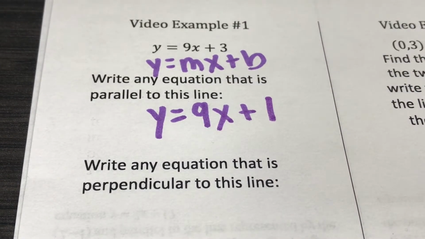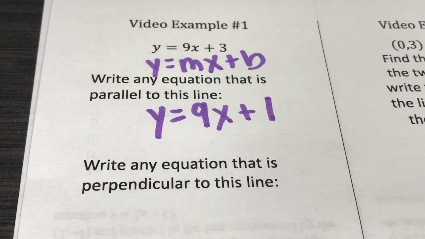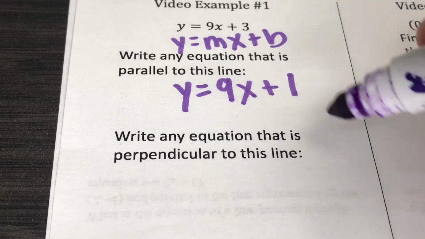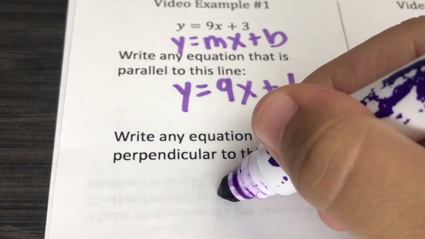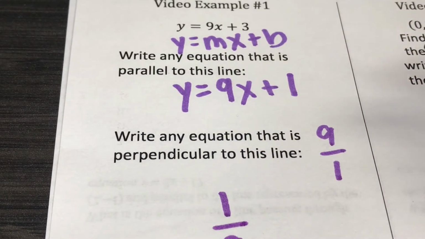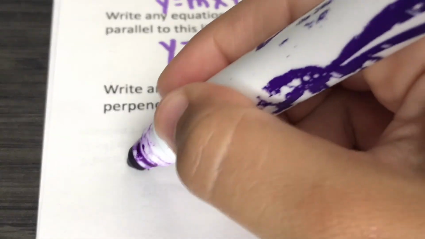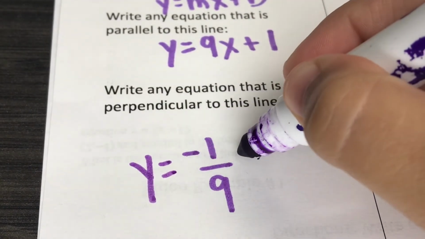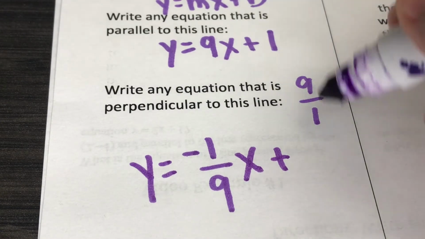Now let's talk about the perpendicular line. Remember, perpendicular lines have negative reciprocal slopes. So what that means is we need to flip the numerator and the denominator of the original slope and give it a negative sign. If we have 9/1 right now, we're going to flip it and make it 1/9 and add the negative sign. We'll rewrite the rest. y equals negative 1/9 x plus, and again, we can make any y-intercept, let's say 4.